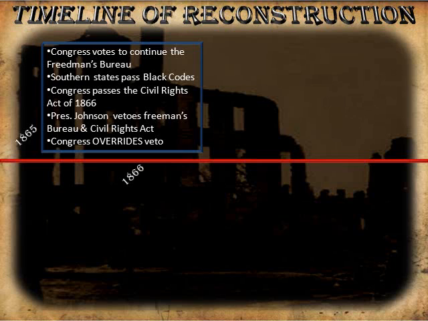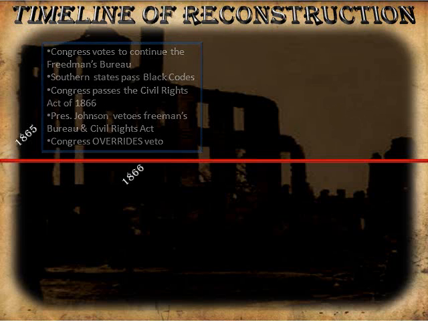Southern states are going to continue to try to pass black codes to keep slaves, former slaves, in as low a position socially, politically, and economically as they can. And we'll learn more about those black codes in class.